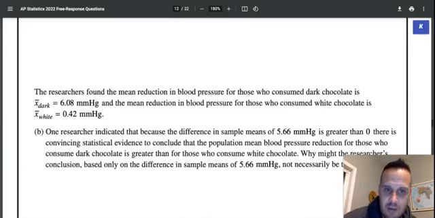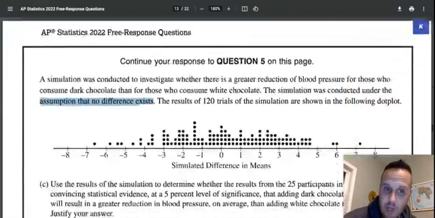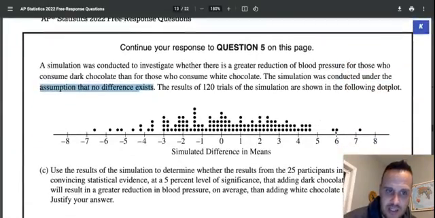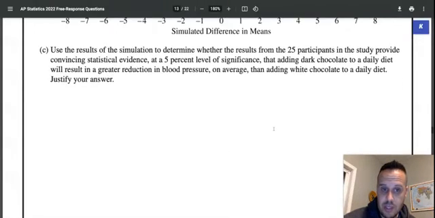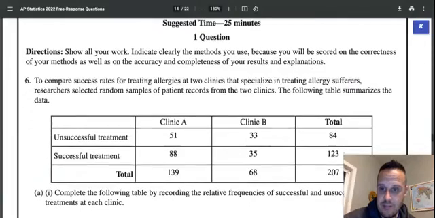We got 5.66. So we want to count how many dots are above 5.66, and it looks like 3 out of 120, which is 1 out of 40, which is going to be a really small probability, okay? We're looking at about 2.5%, all right? So it is less than a 5% chance according to this simulated data, assuming that the null is true. So yes, it seems convincing based on that. And then we get here, question 6.